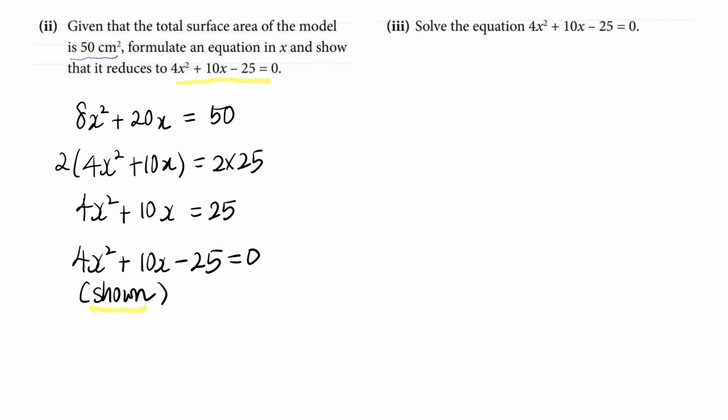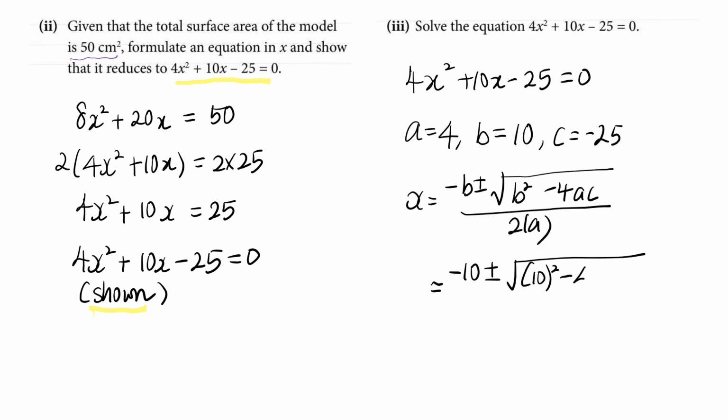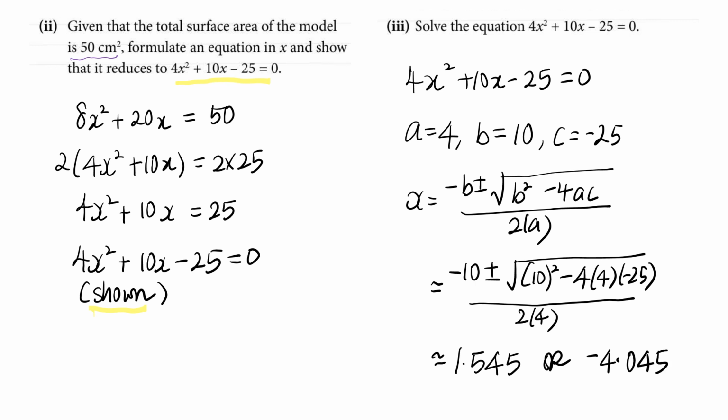Now let's look at part 3. Part 3 is just to solve it, and that is rather easy. In this case, you can use your quadratic formula because the answer given is not an exact value. You can't actually factorize it using factorization, using the cross method. So you have to use the quadratic formula, and you express it to 3 significant figures.